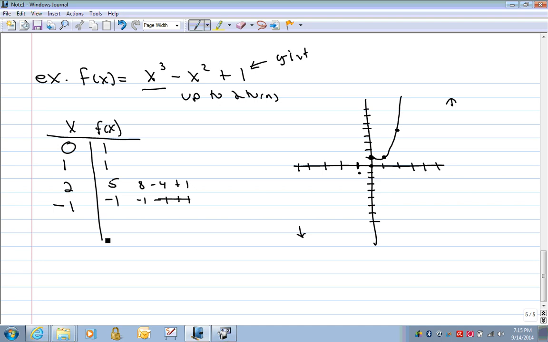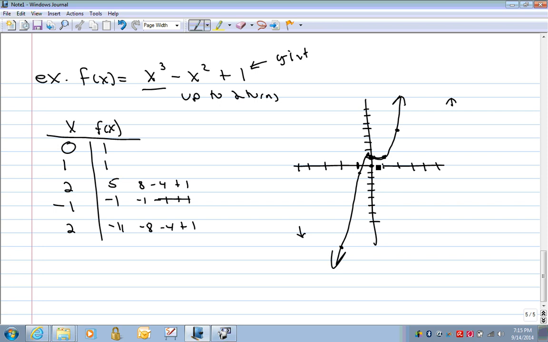All right, let's see what happens at negative 2. Negative 2 cubed is negative 8. Negative 2 squared is positive 4, plus 1. So that would be a negative 12 plus 1, which is a negative 11. So at negative 2, I'm way down here at negative 11. So it looks like my graph is going to go up and make another turn and come back down here. So there's my 2 turns.